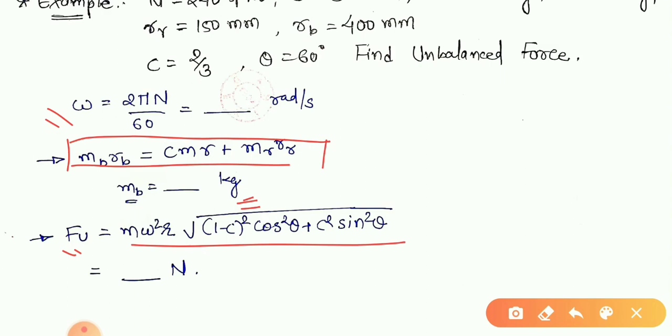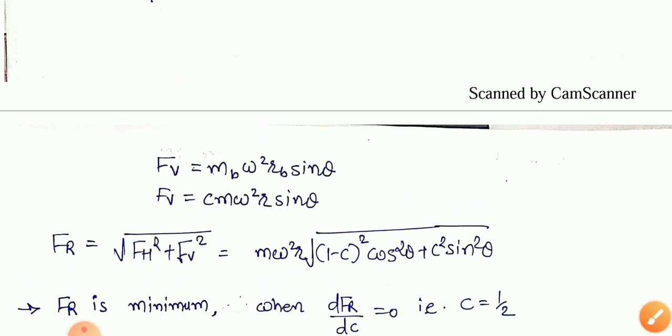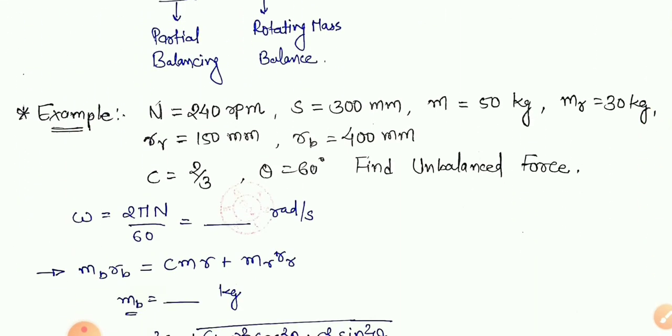So with c and theta, the theta angle will be equal to 60 degrees and the mass is given, which is equal to 50 kg. Omega is the angular velocity we have found, and r is the crank radius that we can find from the stroke. The stroke is equal to 2 times the radius r, so we can find the crank radius. Thank you very much.